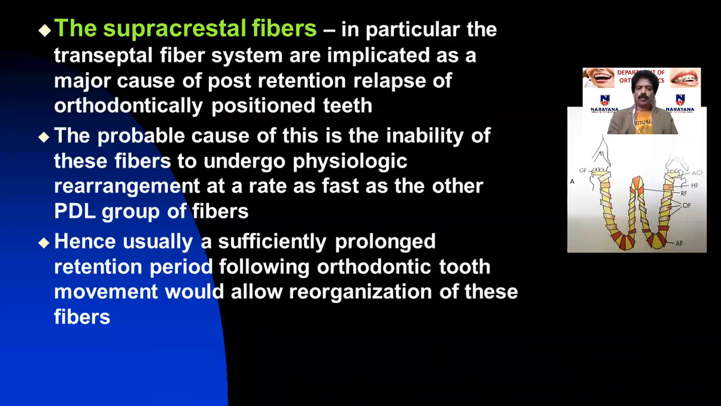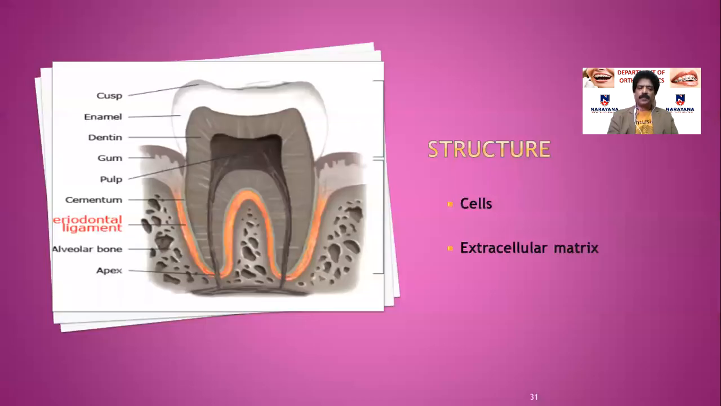So these are your supracrestal fibers. That is very important. We will get into the details of these fibers: how do you excise these fibers in a rotation-treated tooth, post-retention. We will deal with that in the retention and relapse chapter.